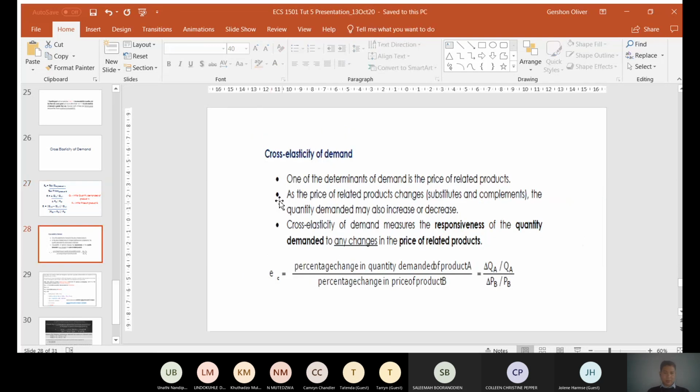So in terms of cross elasticity of demand, one of the elements of demand is the price of related products. As the price of related products changes, in other words your substitutes and your complements, the quantity demanded may also increase or decrease. The cross elasticity of demand measures the responsiveness of the quantity demanded of one product to any changes in the price of a related product.